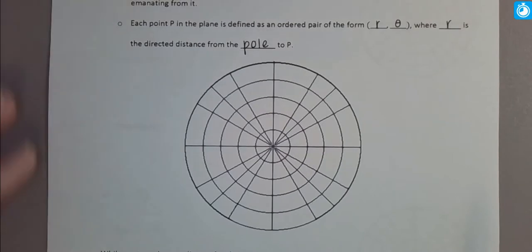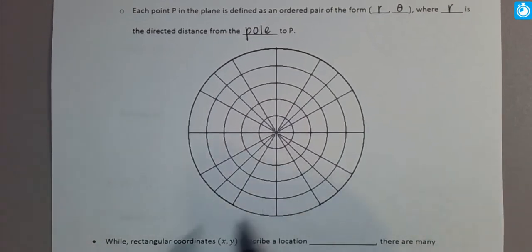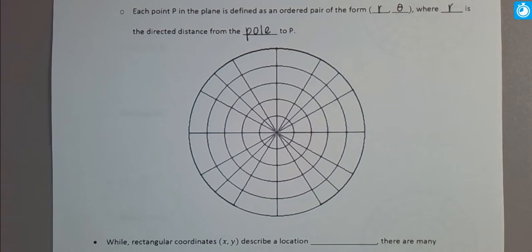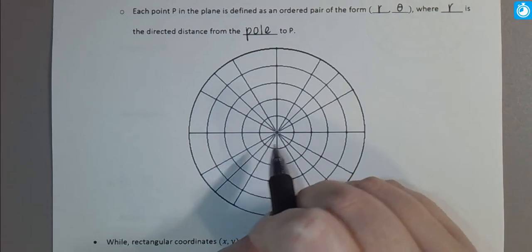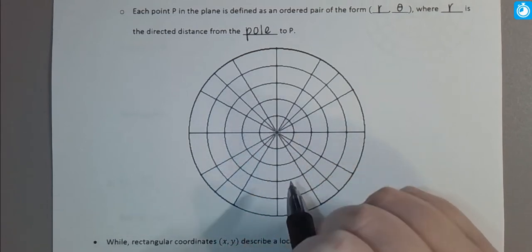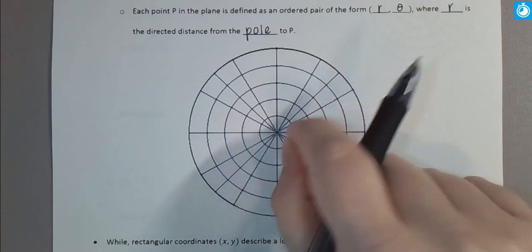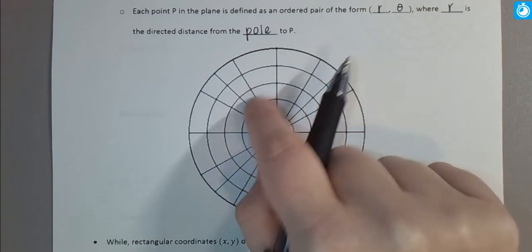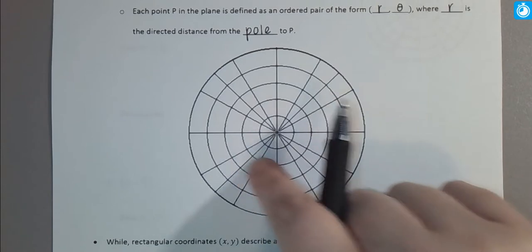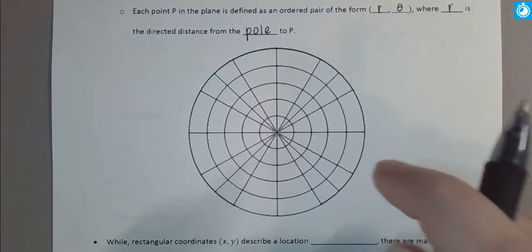So let's draw a picture of what this is going to look like. In general, this is going to be the grid that we use to represent polar coordinates. You'll notice it looks a lot like the unit circle. If we were to just look at the first circle in here, that essentially would represent the unit circle. But notice it's not just a circle of radius 1. We have a circle of radius 2, a circle of radius 3, and so on and so forth.